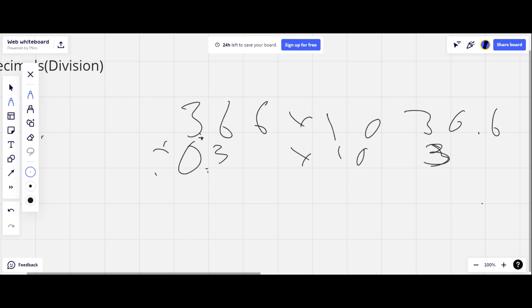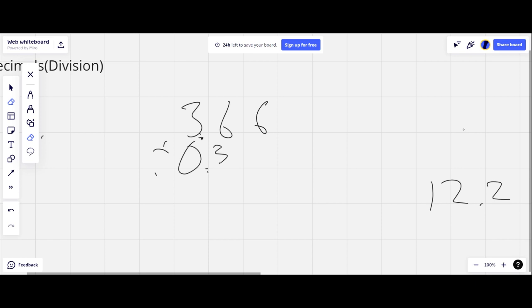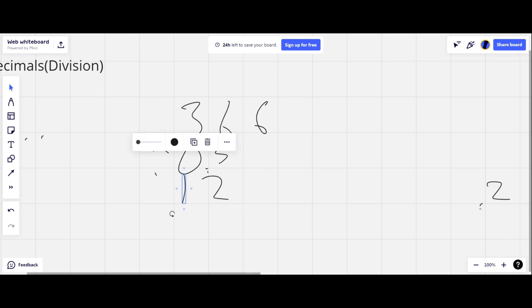Now, remember when we had a whole number as a divisor, but a decimal number as a dividend. So we basically have to do that kind of question here to get to the answer, which would give us 12.2. So in the end, the answer to this would be 12.2.